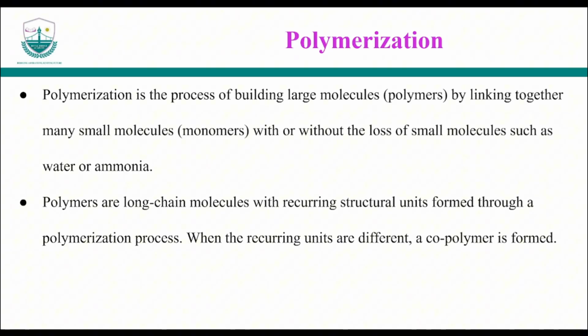Sometimes the monomer is the same, but sometimes the monomers are not chemically the same, so they are different. The meaning of that is that you have a monomer that is chemically different from another monomer, but these two different monomers can combine to form a very large polymer that has different monomers. That is what we call a copolymer, where the repeating units or the recurring units are different.